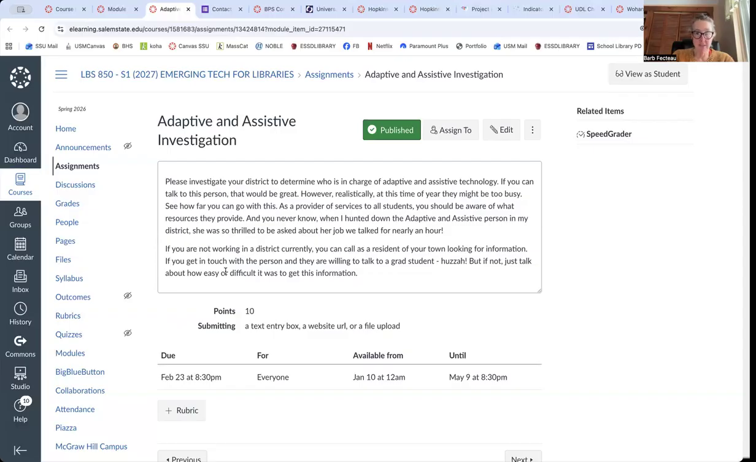So you're going to do that investigation, see how easy or difficult it is to get this information, and if you can touch base with the person, that's great. So if you are in a school district, it shouldn't be difficult. If you are not currently working in schools, you may have a little more trouble. We're going to even the playing field on that a little further down. So let me show you what else you've got to look at.